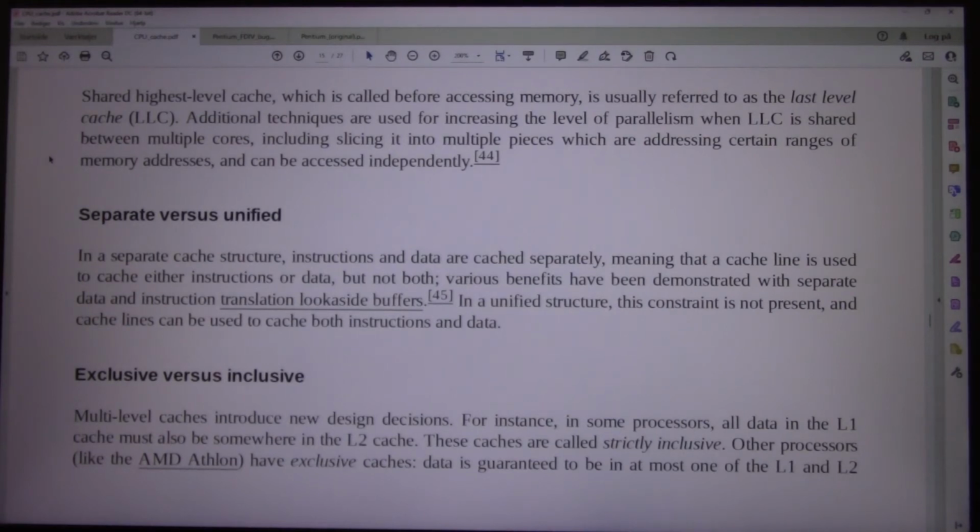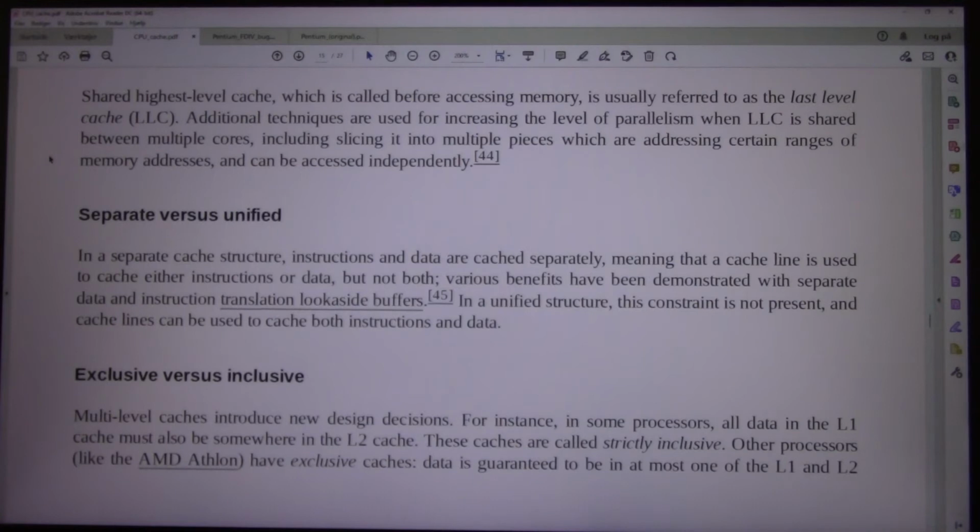Separate versus unified. In a separate cache structure, instructions and data are cached separately, meaning that a cache line is used to cache either instructions or data, but not both. Various benefits have been demonstrated with separate data and instruction translation lookaside buffers.